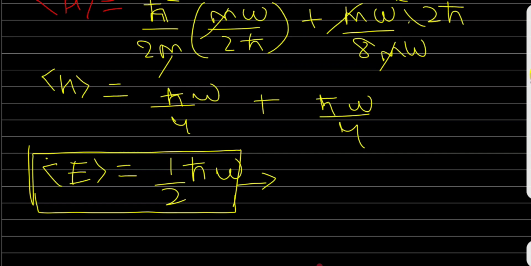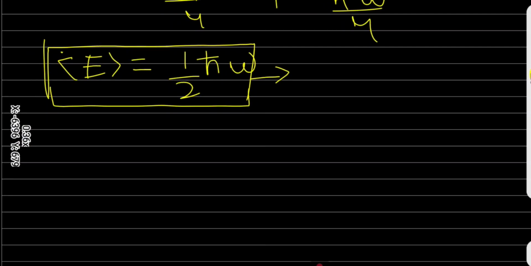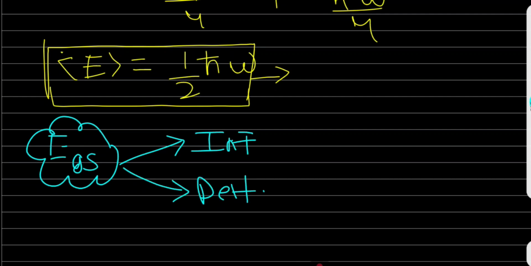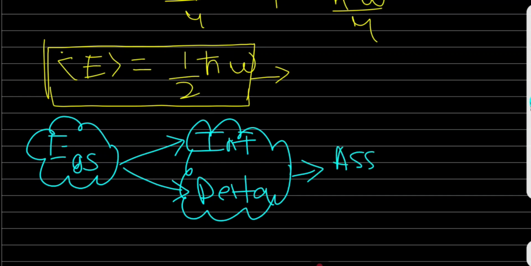Now I'm giving you an assignment: to prove this result, the lowest ground state energy, for different types of potentials, like the infinite square well and the delta potential. This is the assignment I'm giving you to do.